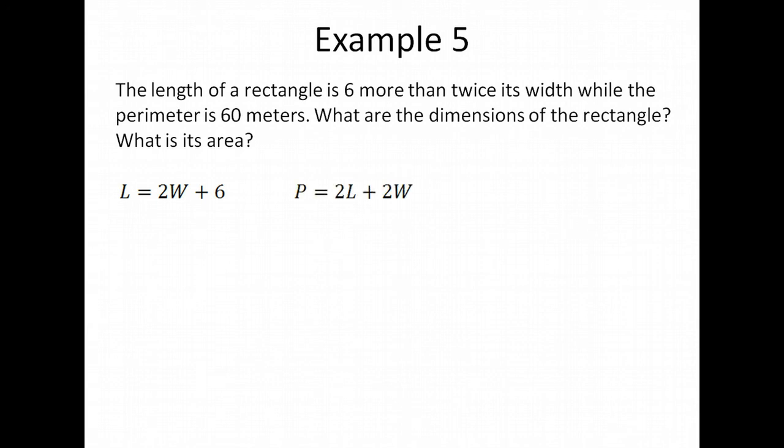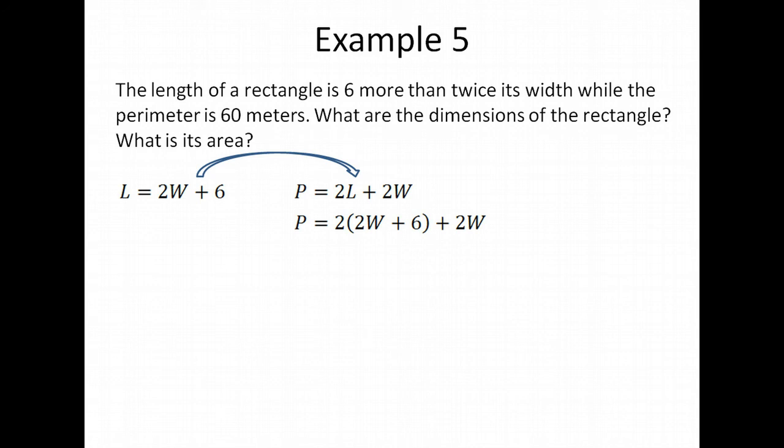So the perimeter is equal to 2 times the length plus 2 times the width, which is the general formula for this. But since we already know that L is equal to 2W plus 6, we're going to substitute that in for L. So this becomes, the perimeter is equal to 2 times the quantity 2W plus 6, plus 2W.